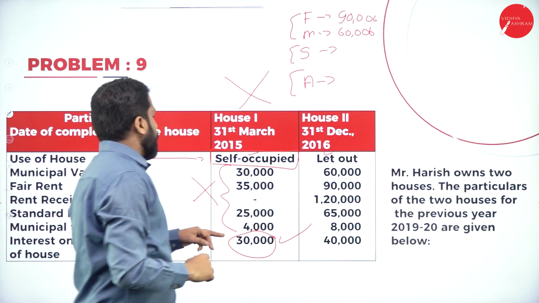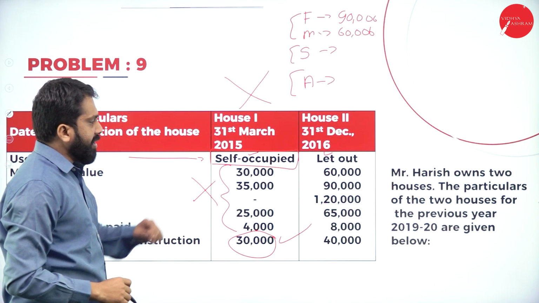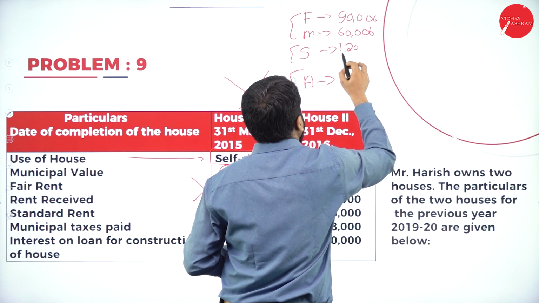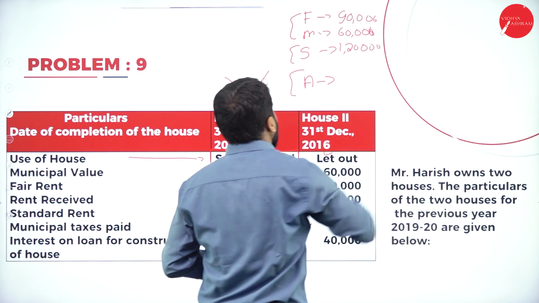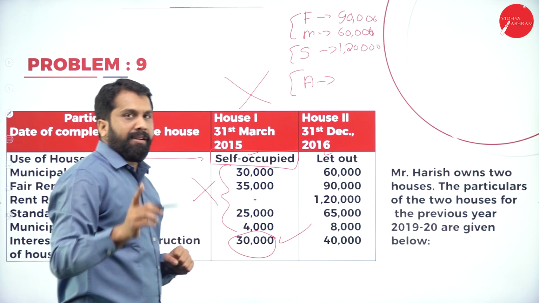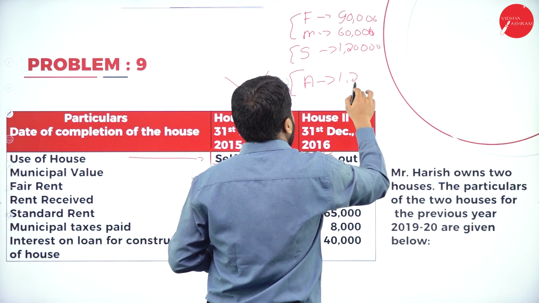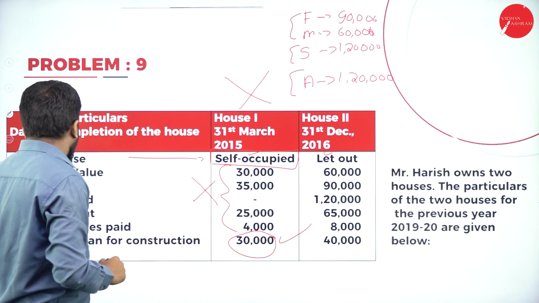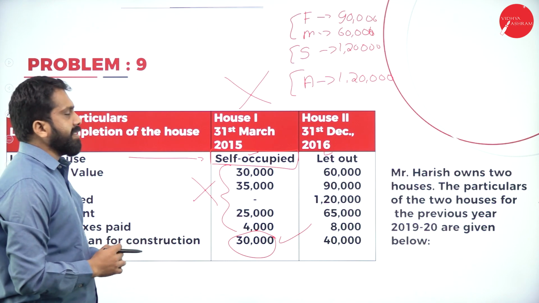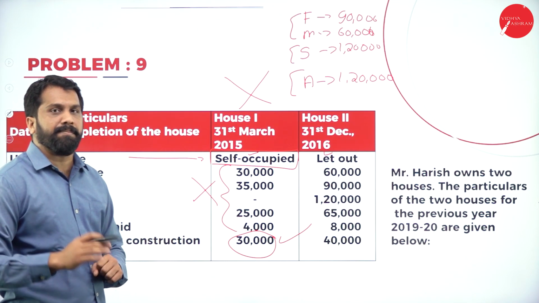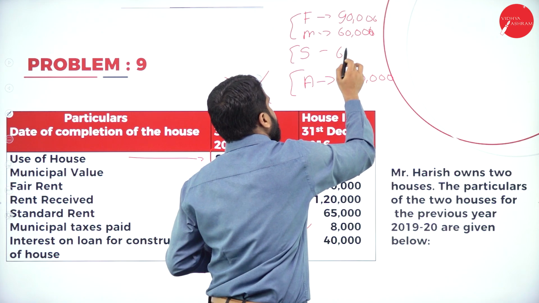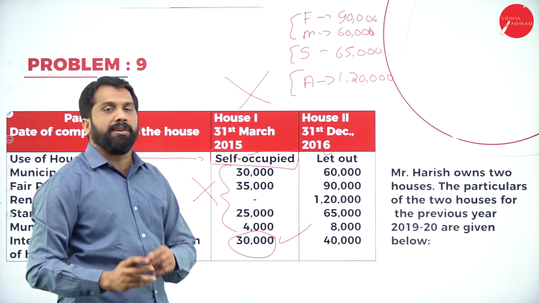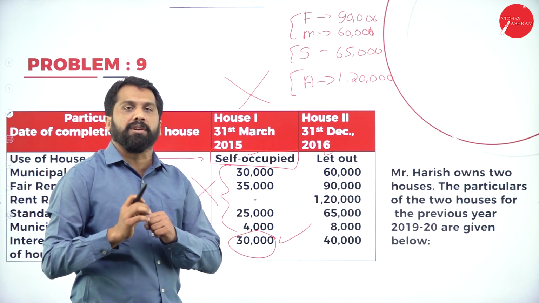Then actual rent received is 1,20,000. So actual rent is 1,20,000. Now, what is the standard rent? It is 65,000. So your standard rent is 65,000. Now, we'll go for the same logic, but remember, I'll tell you one shortcut.